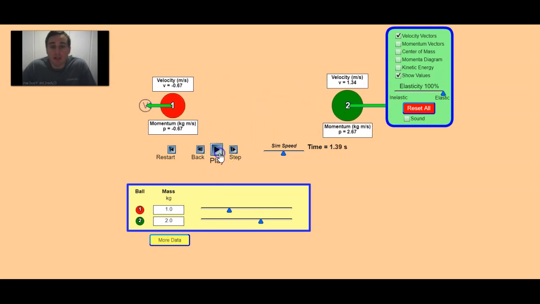So let's see if we can verify that negative 2/3 and that positive 4/3. So that is indeed what we see. Now, by the way, the negative 2/3 and the positive 4/3, these are just rounded, but they should be exactly negative 2/3 and positive 4/3.